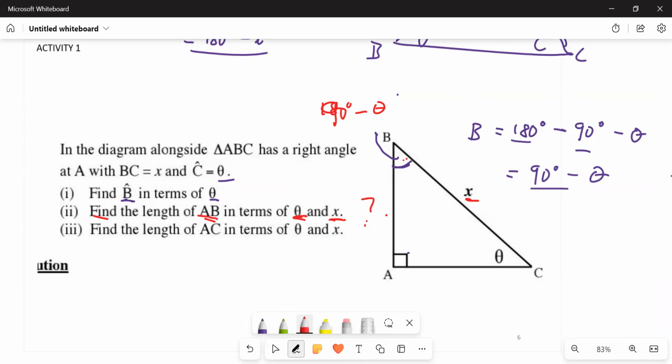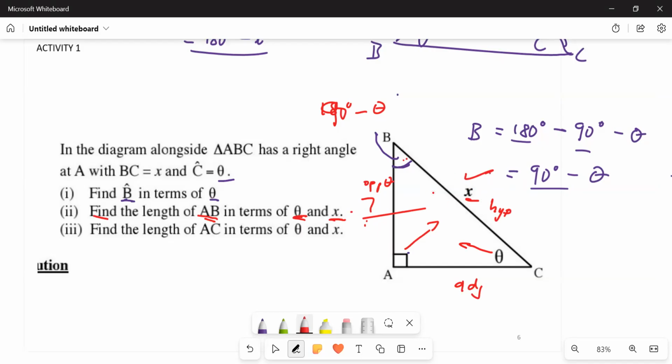So now we are looking for this side in relation to theta. This is going to be opposite to theta. And this in relation to theta is adjacent to theta. And then what is this, opposite to 90 degrees? This is going to be our hypotenuse side. So we need this one, and then we want it to also have x.